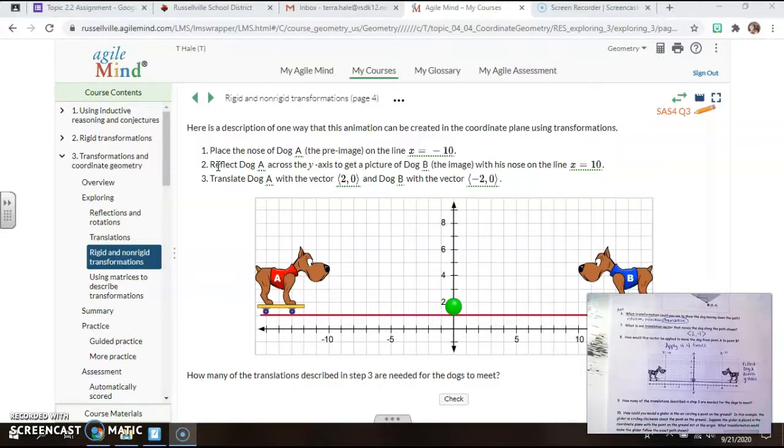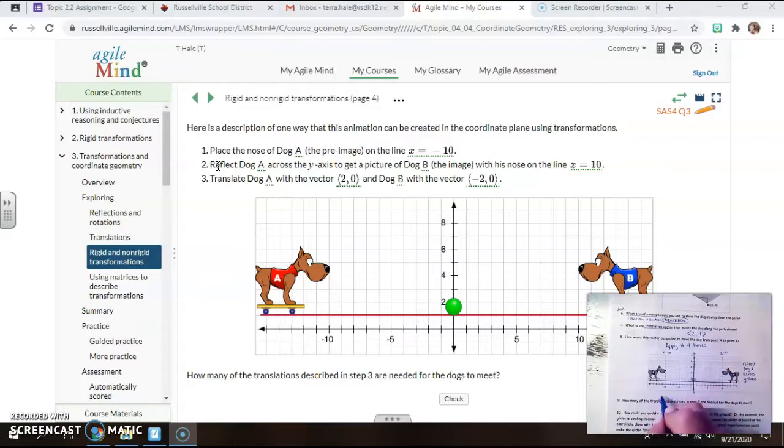That would be the first reflection. Now that would get the dog over here. That would not get them moving yet. So this dog, we need to move which direction? Well, we need it to come this way to the right. This dog, we need it to go this direction, so it needs to go to the left.